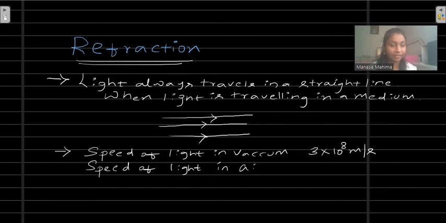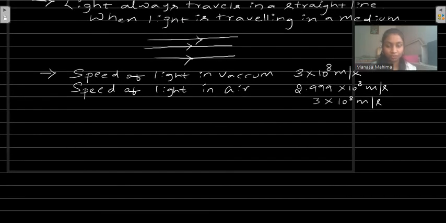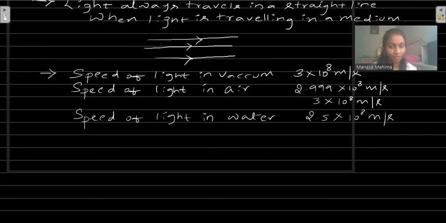Then the speed of light in air is approximately equal to 2.999 into 10 power 8. So we are approximately taking the value as 3 into 10 power 8 meter per second. And we know the speed of light in water. What will be the speed of light? It may be around 2.5 into 10 power 8 meter per second. Why I am writing all these values, you will get to know shortly.